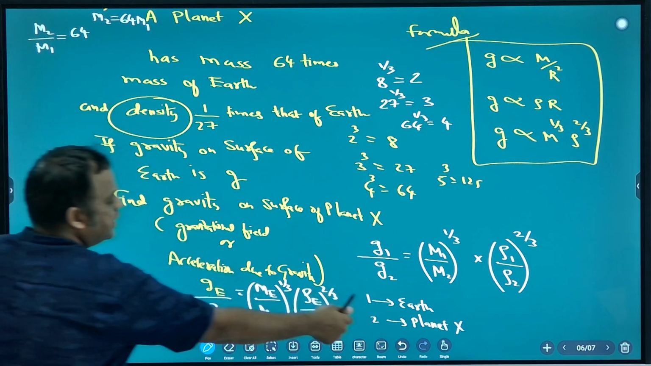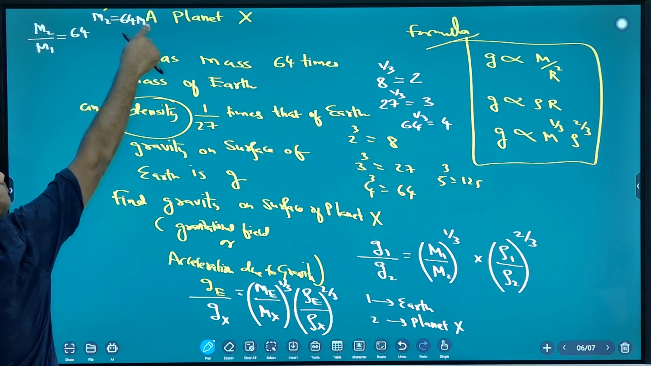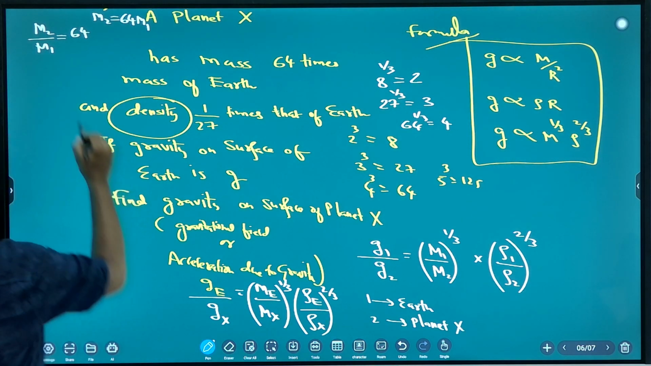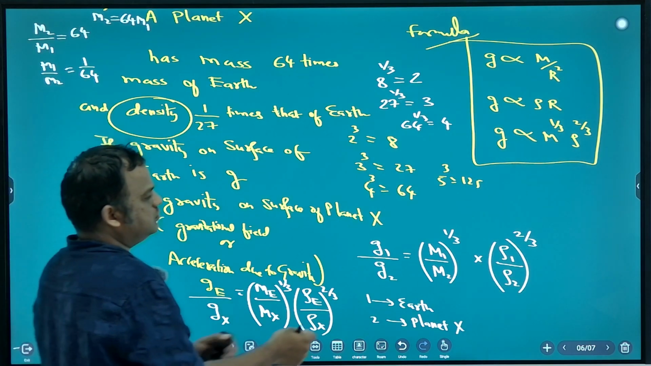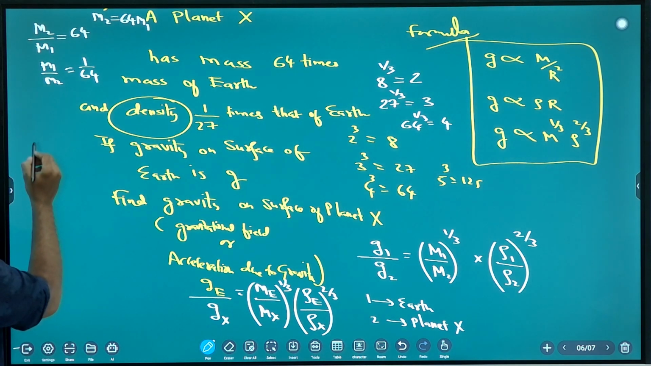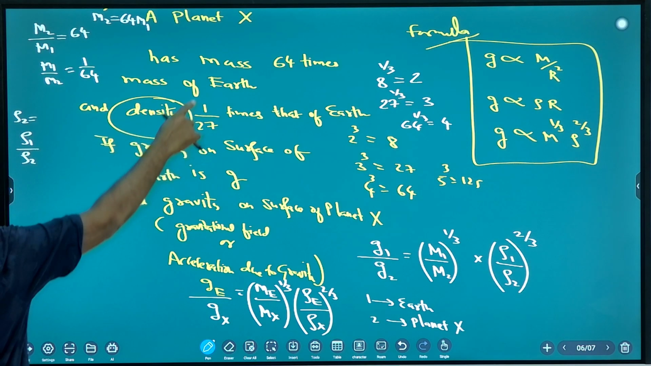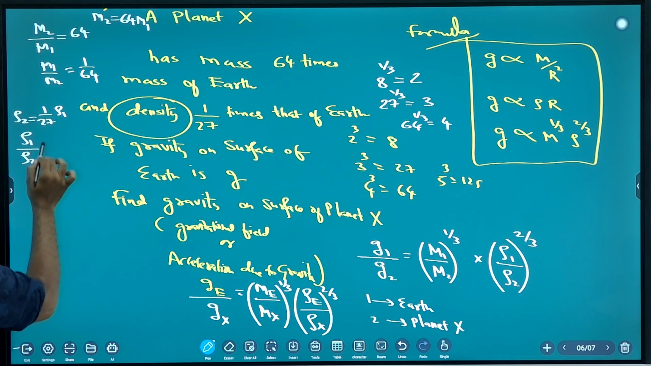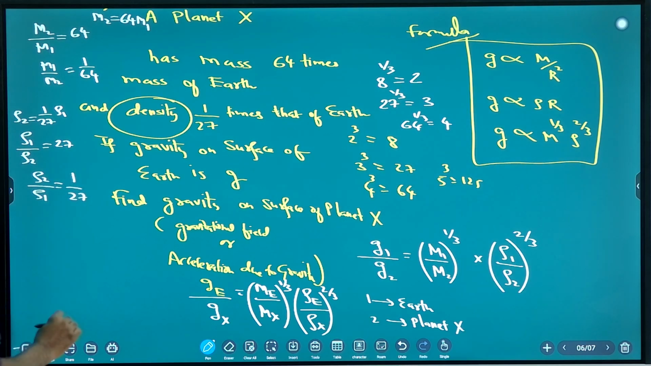Okay, 2 means planet, X, 1 means Earth. So M2 by M1 is 64 because planet mass is 64 times planet Earth. Okay, so M2 by M1 is 64. Are you getting? So M1 by M2 is 1 by 64, because I am writing G1 by G2. Okay. Similarly, density rho 1 by rho 2. Tell me what is given? Rho 2 is given 1 by 27 times Earth. So rho 1 by rho 2 is 27, and rho 2 by rho 1 will be 1 by 27. Okay, carefully you solve.